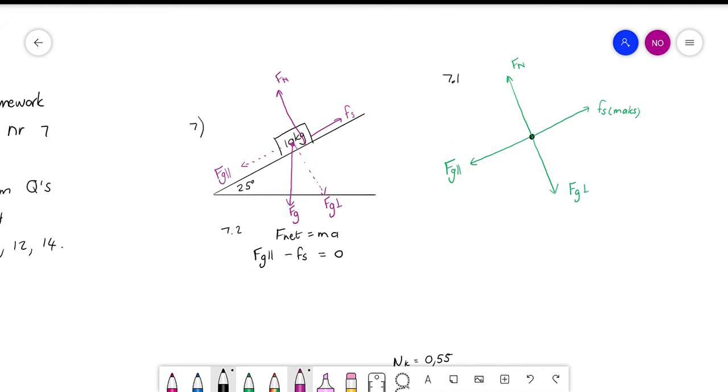Okay, julle moet hulle so vir my gaan neerskryf. Fg parallel gaan ons kry deur te sê, dis die massa maal met 9,8 maal met die sin van 25 grade. En dit is gelyk aan Fs. And then it will be 41,42 Newton, and my direction will be up the slope. Of jy kan sê teen die rigting van beweging of so iets.